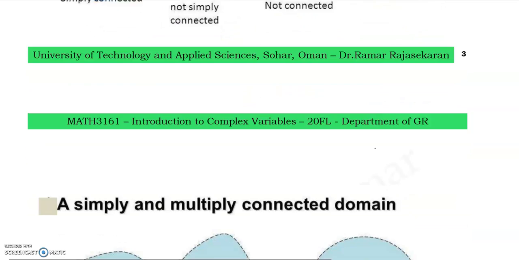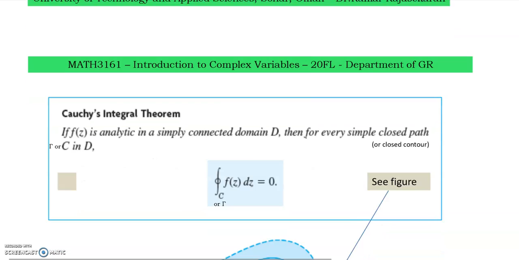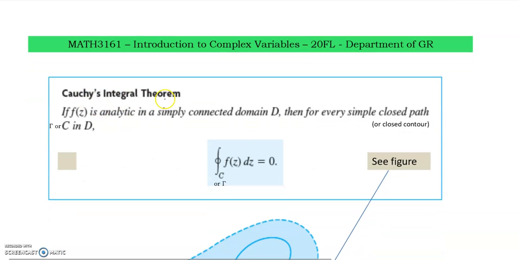Okay, we see a few more examples for simply connected. Now you see this one simply connected, this one simply connected, this one a doubly connected region. Or we can say multiply connected domain, doubly connected domain or region. Okay, now we'll see Cauchy's integral theorem.